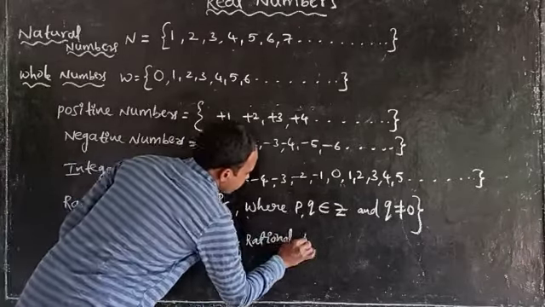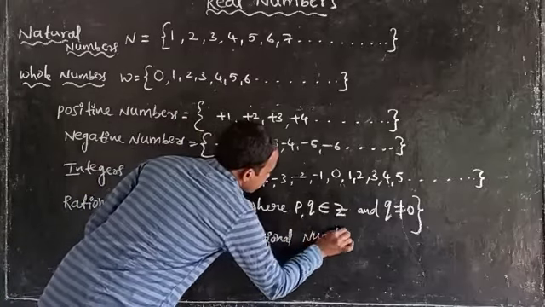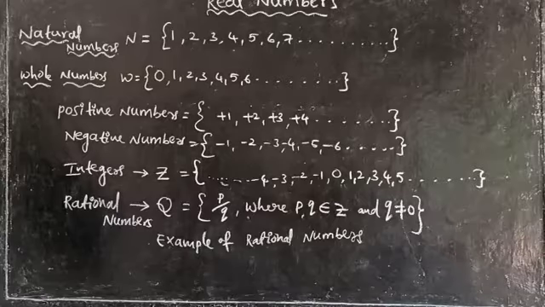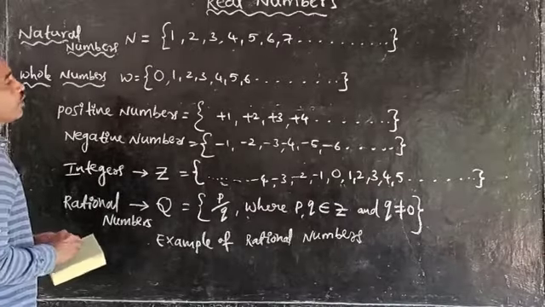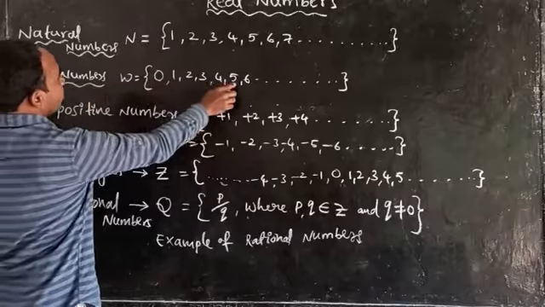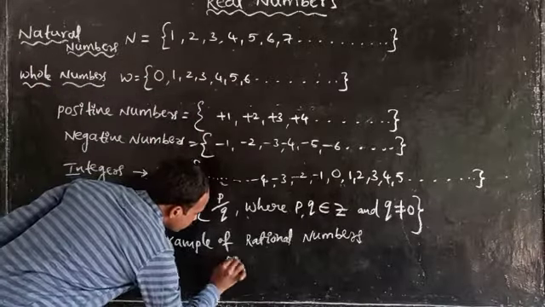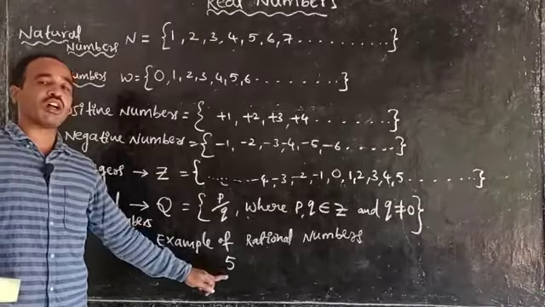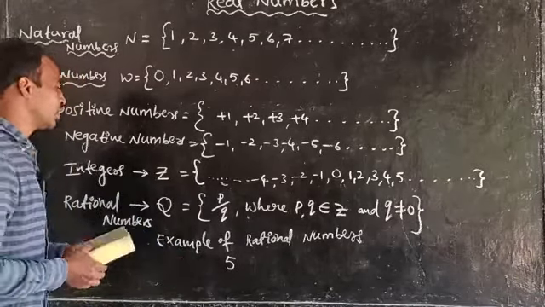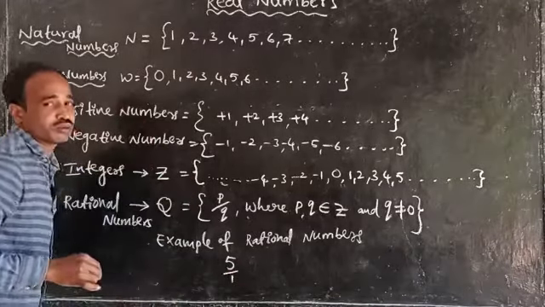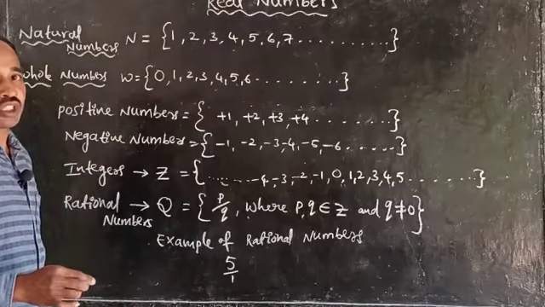Example of rational numbers. If we take, I am taking the whole number 5. Here, does it belong to rational numbers or not? Just we confirm here. 5 we can write as 5 by 1 also. 5 or 5 by 1, both have equal value.